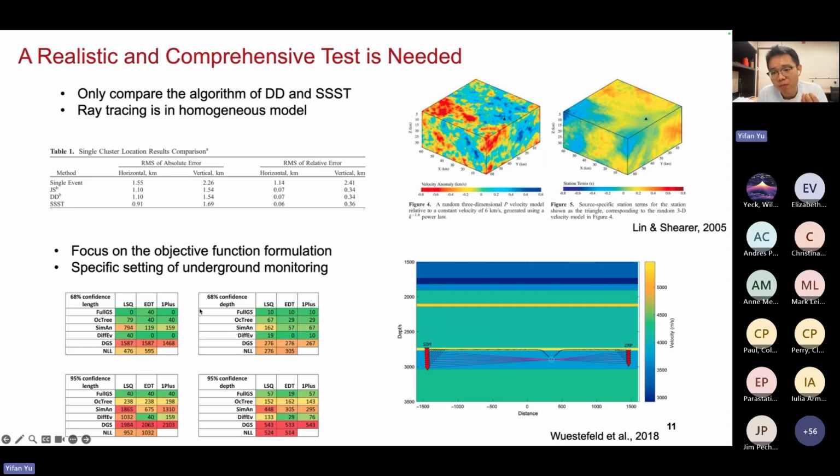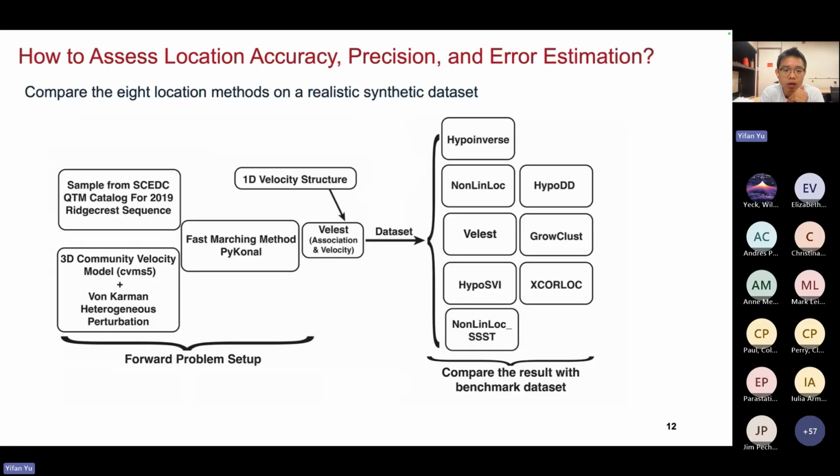So it's not that widely applicable. But building upon this, we build up a workflow like this. We would sample some realistic earthquake distribution from the Ridgecrest sequence from the Southern California Earthquake Data Center, and all the station distributions are the same as those available in Southern California.